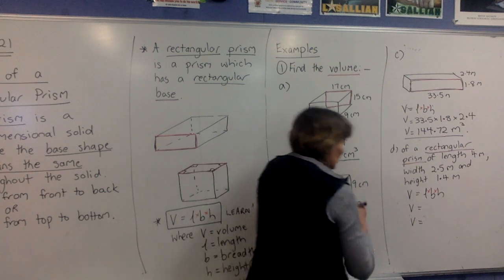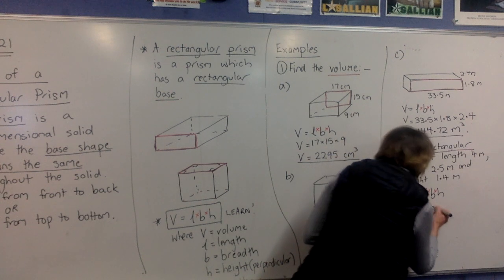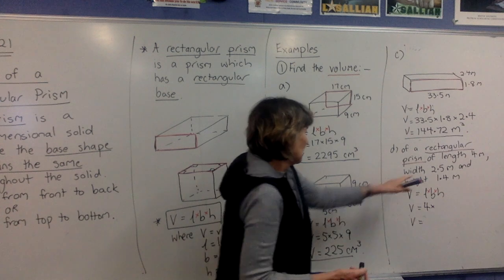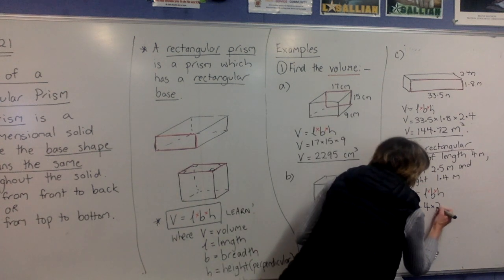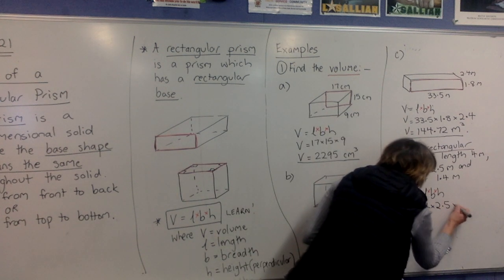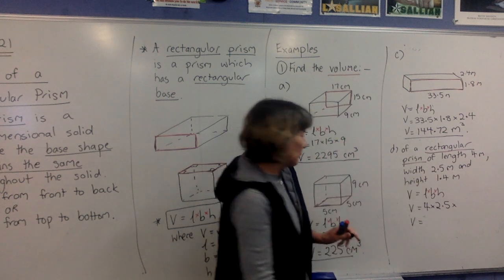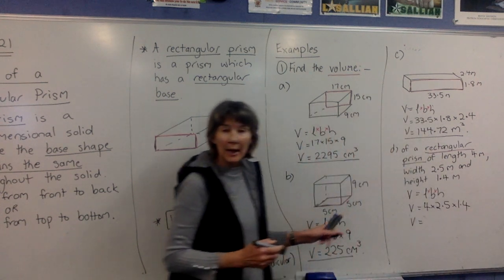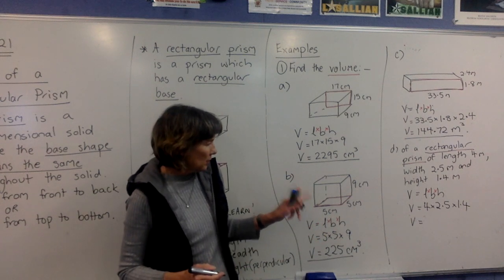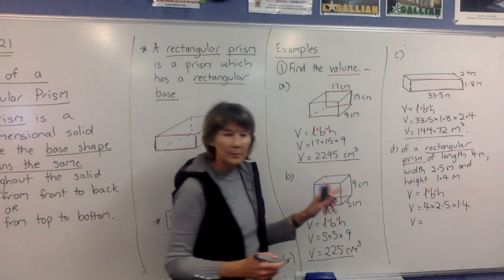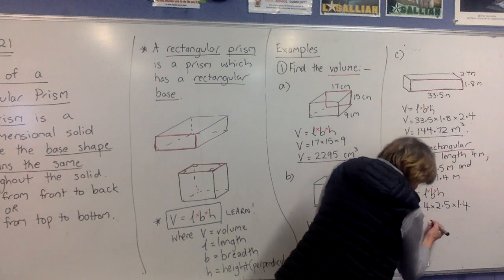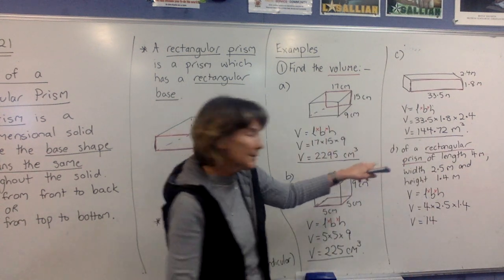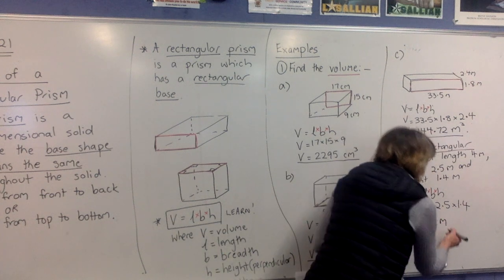They've told us the length is 4 times. Now the breadth and the width are the same thing. So 2.5 is my breadth times, and they said the height was 1.4. So then you go to your calculator, type in 4 times 2.5 times 1.4, and you'll get 14. Then you write metres cubed for volume.